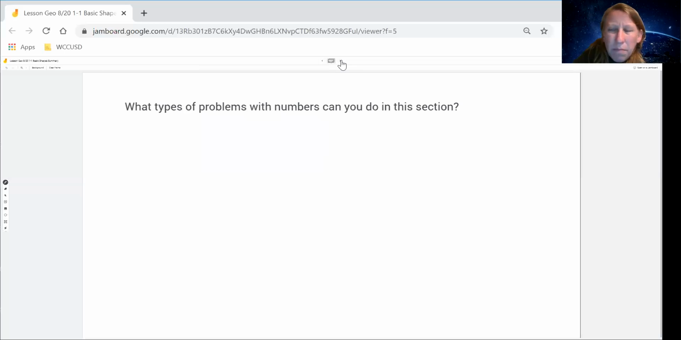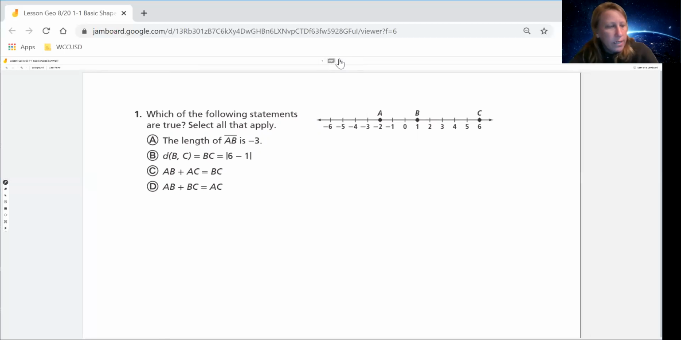So what kinds of math problems can we do with numbers? Let's find out. Here's some problems that could be on a test or a quiz. And let's consider what's going on here. Which of the following statements are true? Select all that apply. So we see a number line, essentially, and we see some points on the number line.